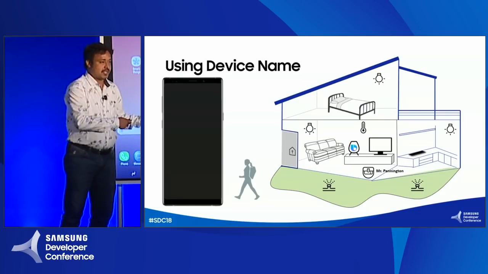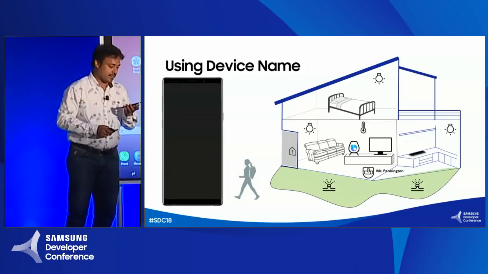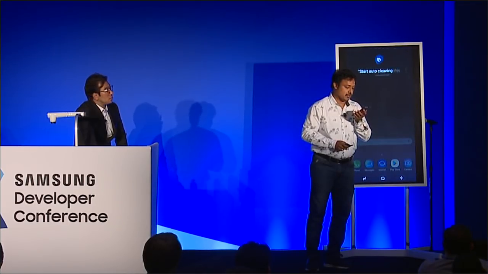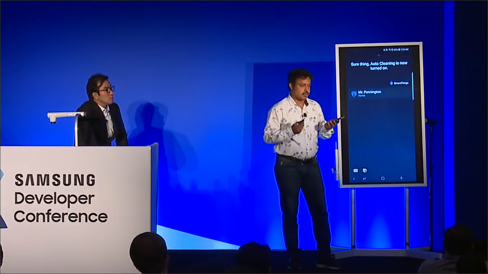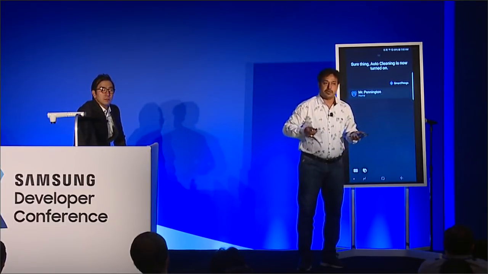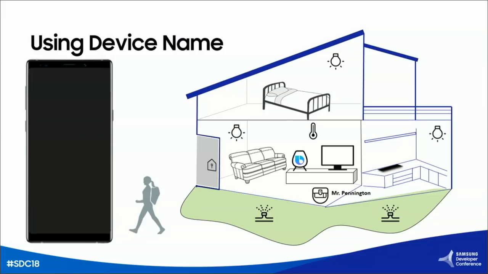So she is outside and before coming home, she wanted to clean her home. So she can say, start auto cleaning, Mr. Pennington. Sure thing. Auto cleaning is now turned on. So it identifies based on name as well. You don't need to even use the device types. You can name as you like to your devices and use those names to control devices.